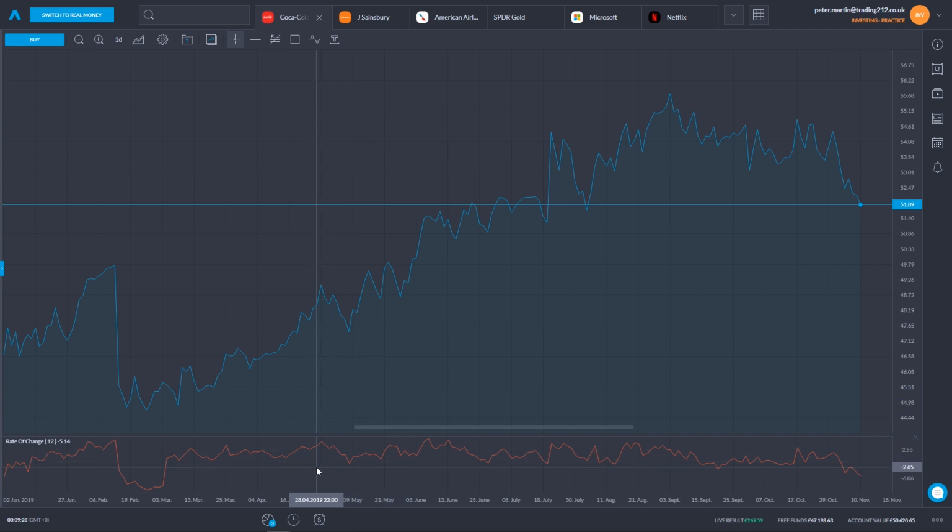So it's separate to our price chart, and we can see that the oscillator goes up and it goes down and it comes back again. So what was happening with that oscillator, and what does it mean? Well, let's now focus specifically on the rate of change oscillator and try and answer those questions.